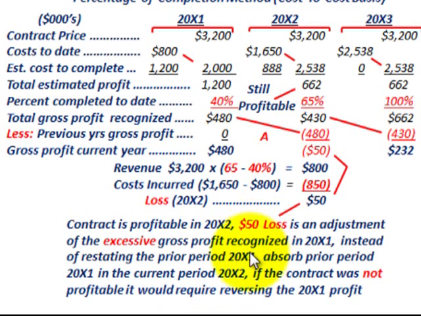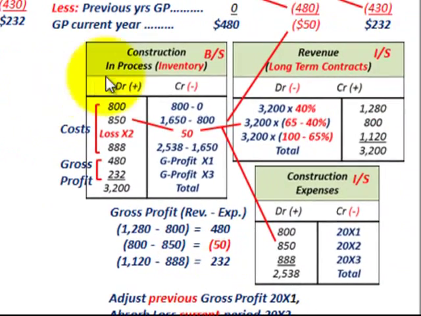So that's the key here. If the contract's profitable, then you can absorb the loss that you have in the current year, 20x2. Now, if the contract was not profitable, it would require reversing this 20x1 profit, but that isn't the case. Okay, so now let's go up and let's look at how we'd record this.